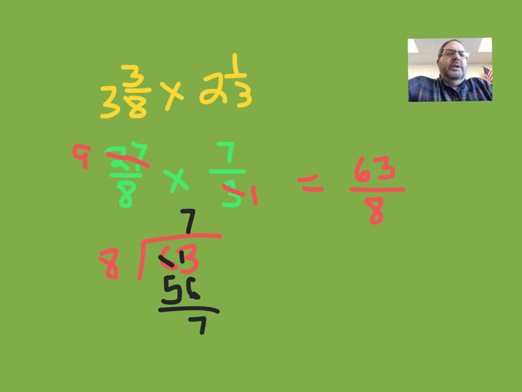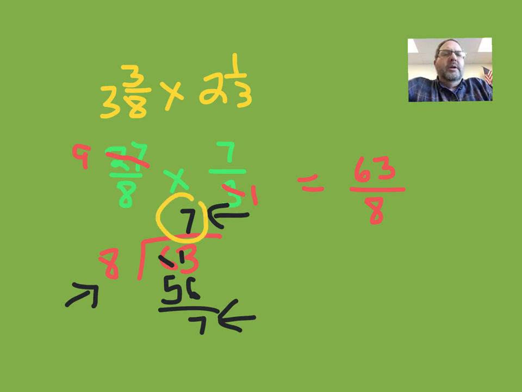So now I got to put these numbers together. And there's a way that I do that. My whole number becomes this. So I have 7. The denominator of my fraction is the number I was dividing by, 8. And my leftover piece is 7. So the answer to this problem is 7 and 7/8.